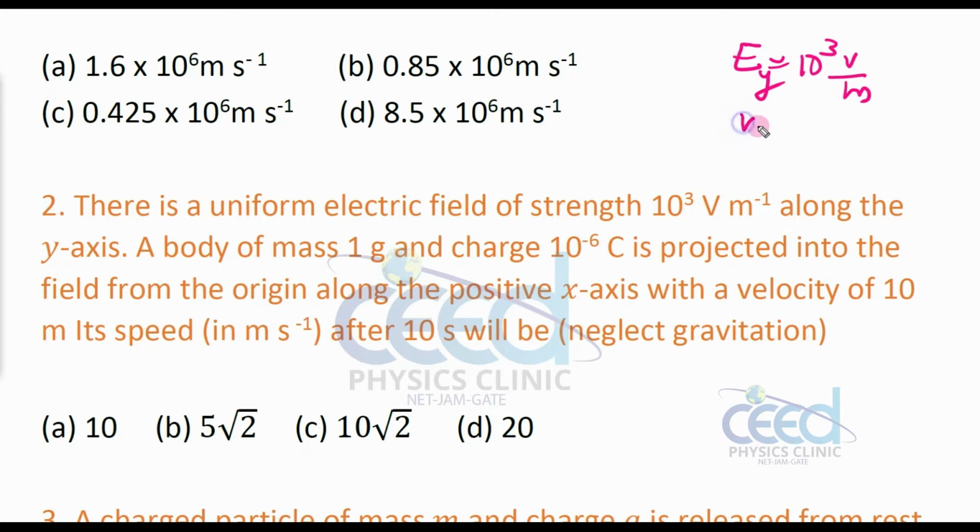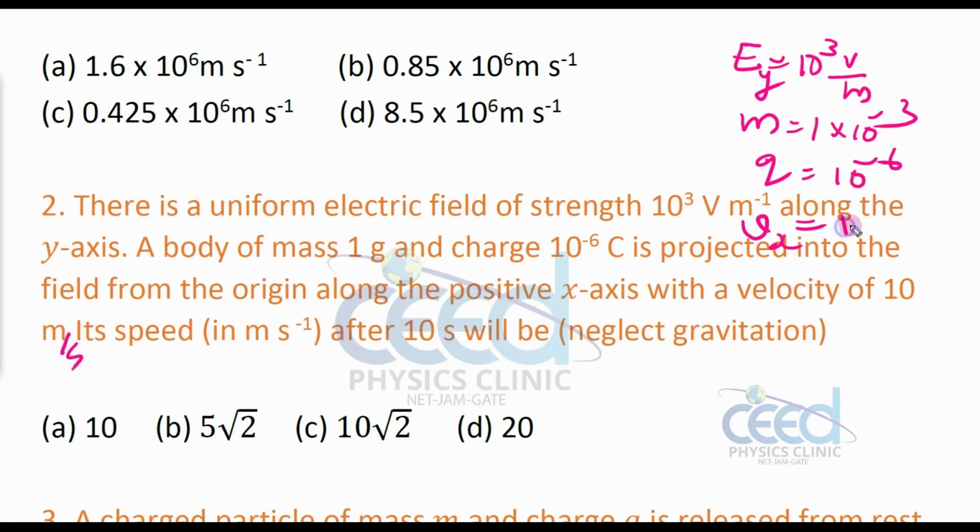A body of mass of 1 gram, so that is 1 into 10 raised to minus 3 kg, and charge is equal to 10 raised to minus 6, is projected into the field from the origin along the positive x-axis. Alright. So it moves along the positive x-axis. So it has a velocity Vx of 10 meter per second.